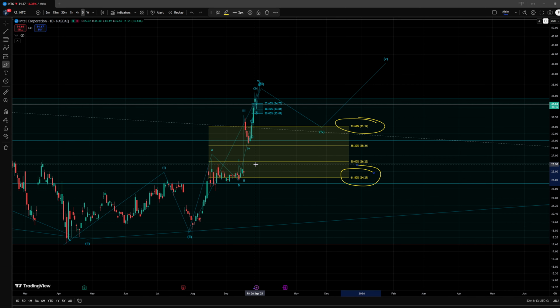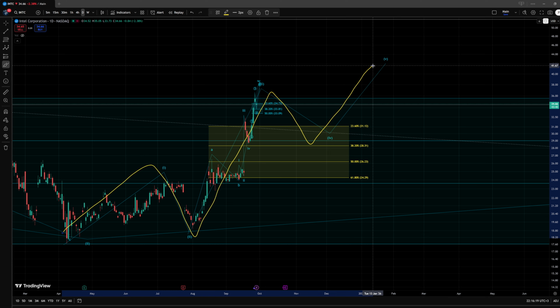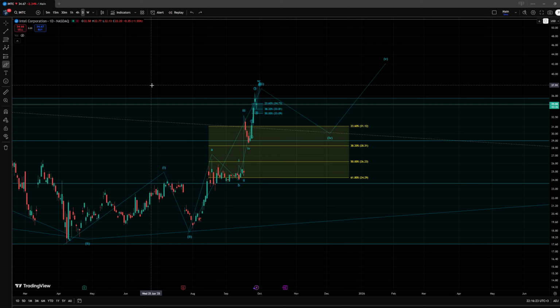And as long as that works out, I am still looking to complete this 4-5 pattern and have this entire 5-wave move still possible. And for now, these are the levels. This is the trade setup.